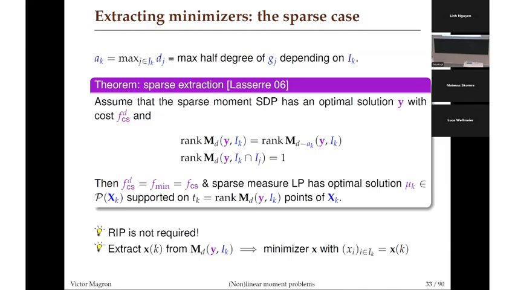Okay. So yeah, this is what I wrote. Running intersection property is not required! Any questions on this extraction business?